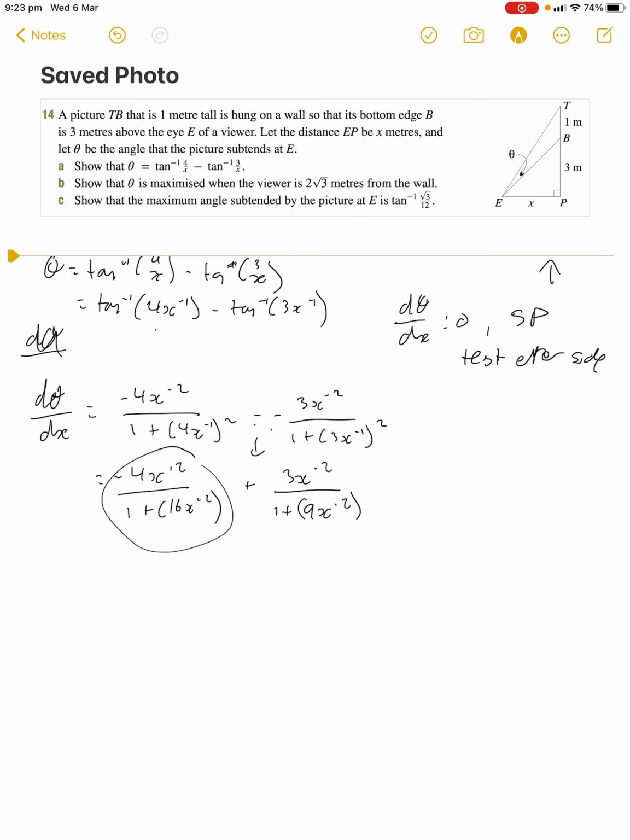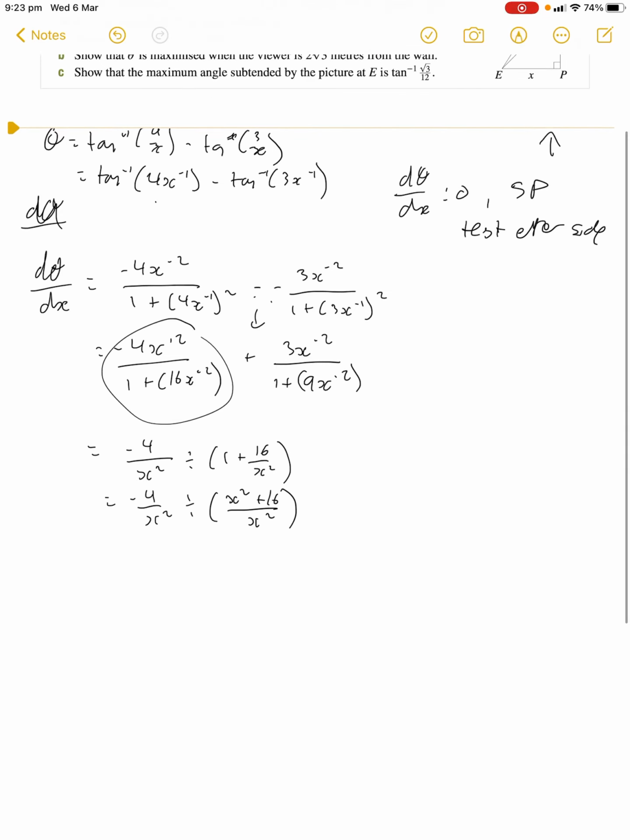Now, I'm going to rewrite this first expression. Let's rewrite it as negative 4 over x squared divided by 1 plus 16 over x squared. Negative 4 over x squared divided by x squared plus 16 over x squared. And you can already begin to see what's going to end up happening here. When we divide, we flip the sign, it turns into a multiply, times x squared over x squared plus 16. They're going to cancel, and we're left with negative 4 over x squared plus 16. Oh god. Let's do the same to the other side here.